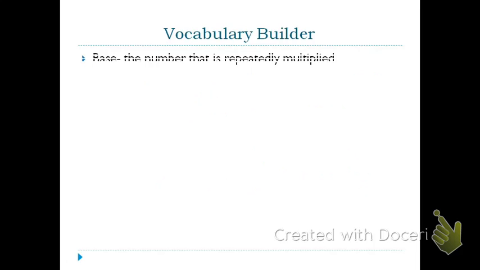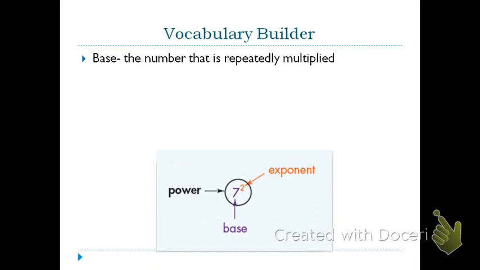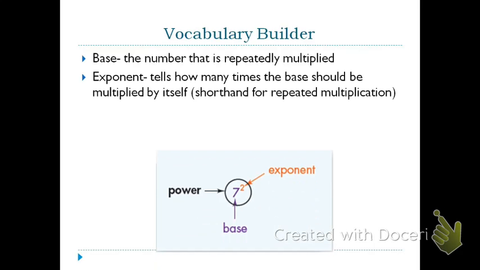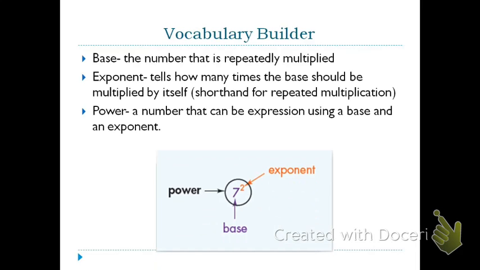Regardless of your background with exponents, we'll review some vocabulary. The base. Base is the bottom number. The base is the number that's repeatedly multiplied. The exponent tells us how many times the base should be multiplied by itself. It's a shorthand way of repeated multiplication. So altogether, this is called a power, and a power is just a number that can be expressed using a base and an exponent. So we call it in power form.